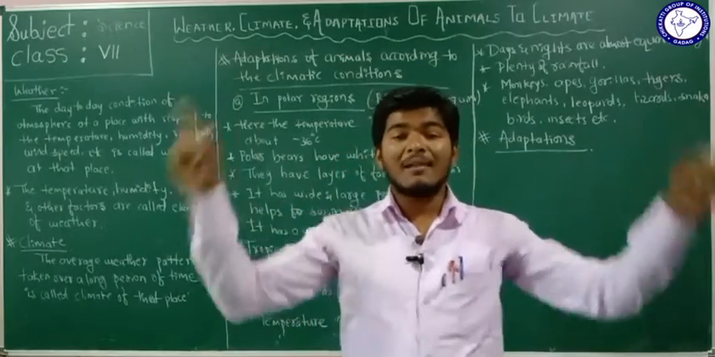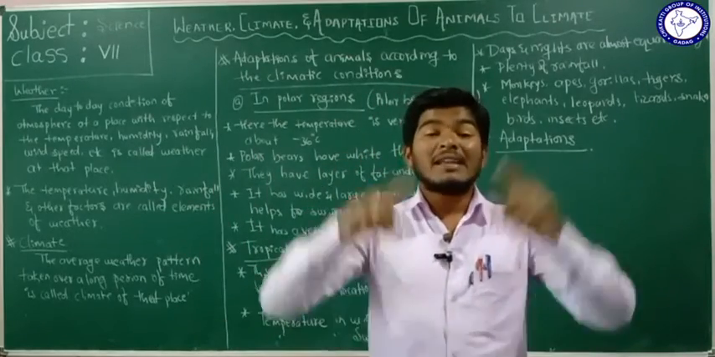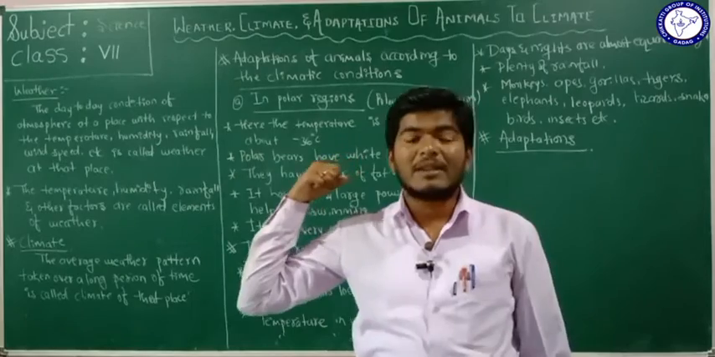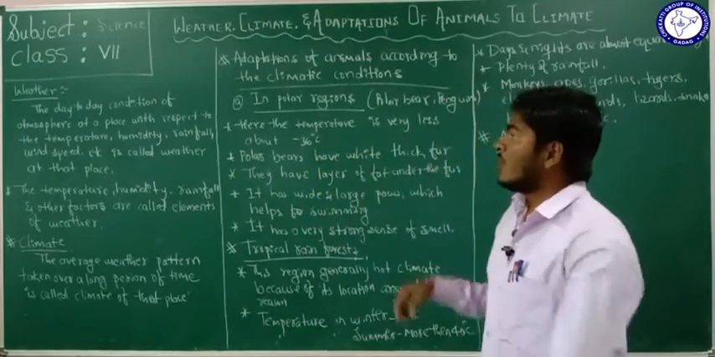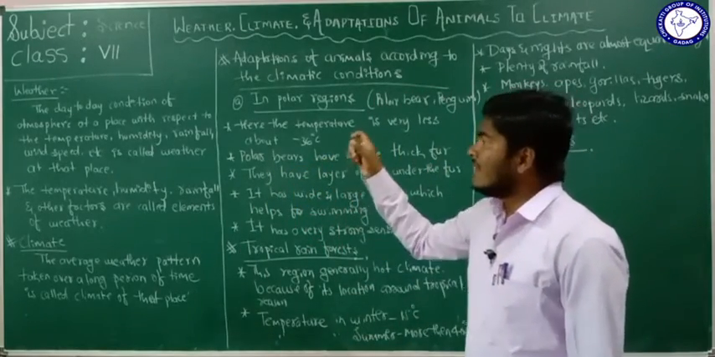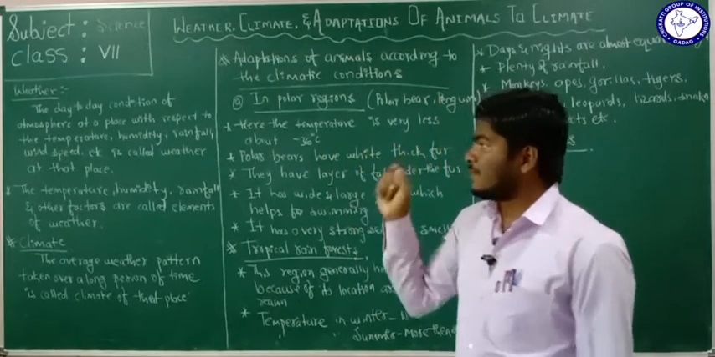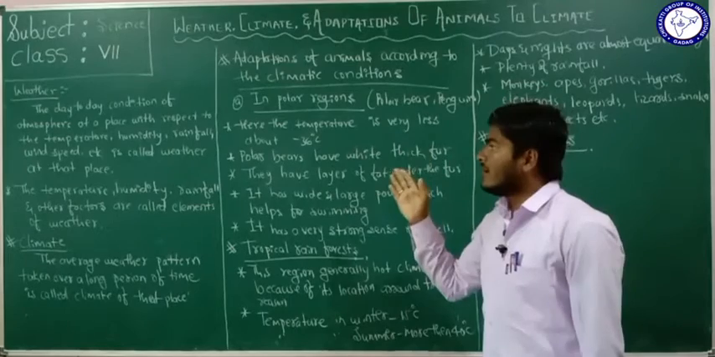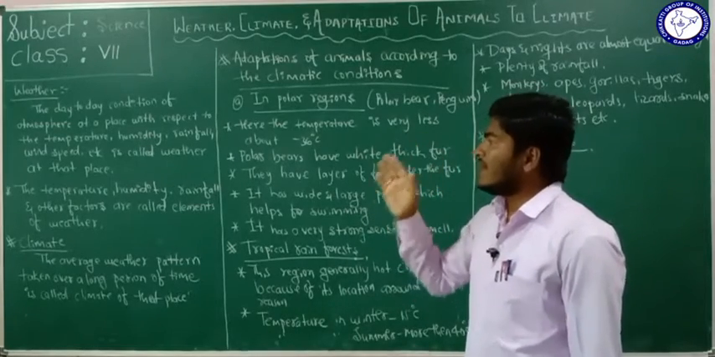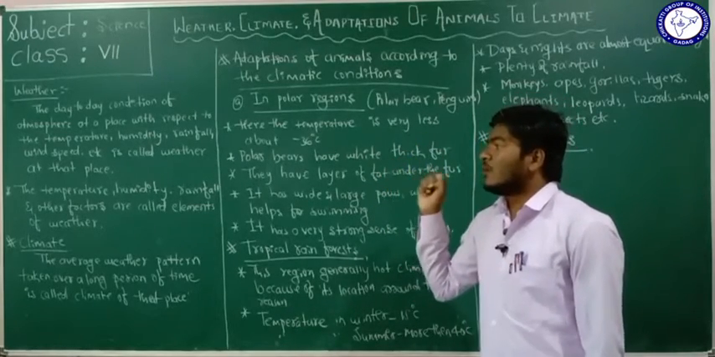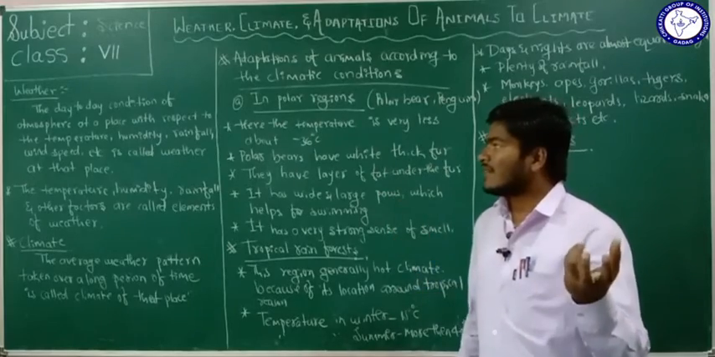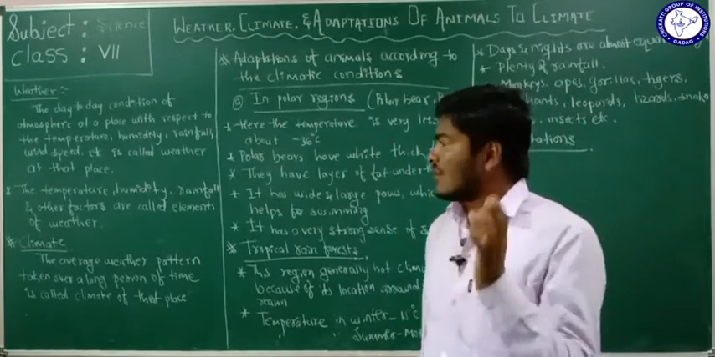So what is meant by weather and what is meant by climate, that will be studied now. Weather is the day-to-day condition of the atmosphere at a place with respect to temperature, humidity, rainfall, wind speed, etc. It is called the weather at that place. What is weather? The day-to-day condition of the atmosphere.